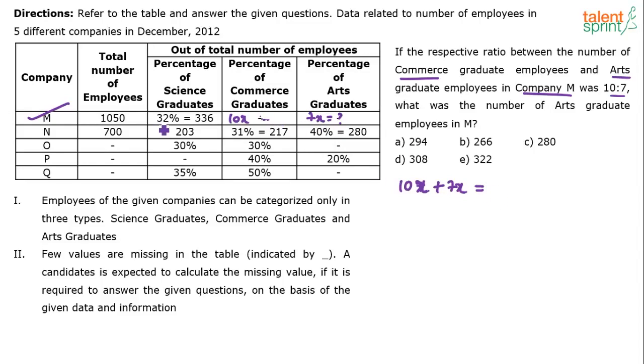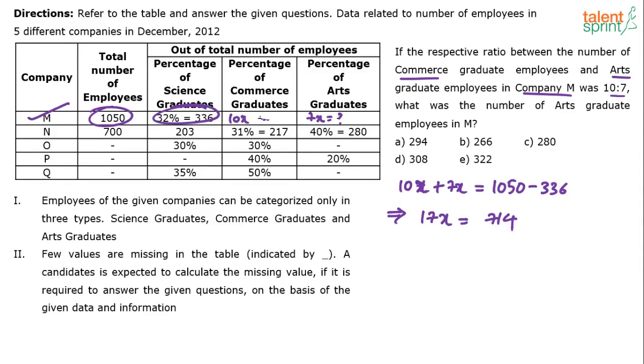The total of these two values should be equal to 1050 minus 336. From the total number of employees, if I subtract the number of science employees, I'll get the balance, which is 10x plus 7x, 17x. So 17x equals 1050 minus 336. This is 714. 1000 minus 300 is 700, 50 minus 36 is 14.